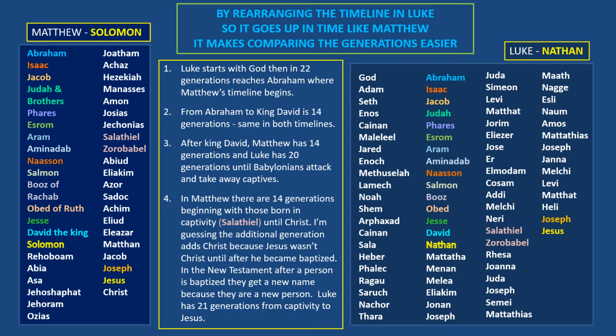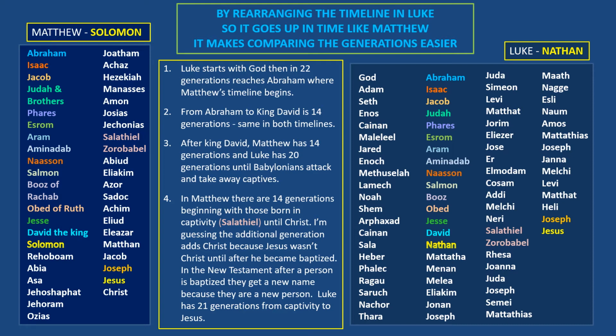Now, with these two charts, by rearranging the timeline in Luke so it goes up in time like Matthew, it makes comparing the generations easier. You can see how Luke goes from God down to Thara, but then starting with Abraham to King David, that generation is all the same. And then, of course, with them splitting from Solomon and Nathan, the rest until Joseph and Jesus are different.